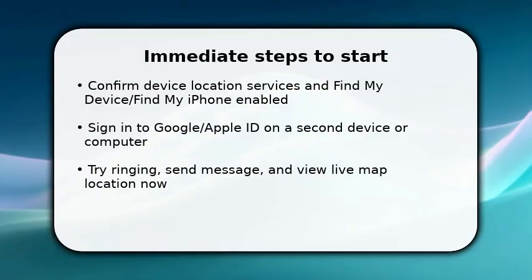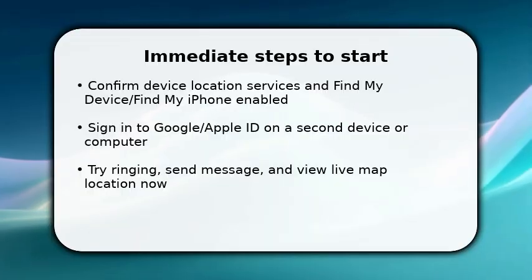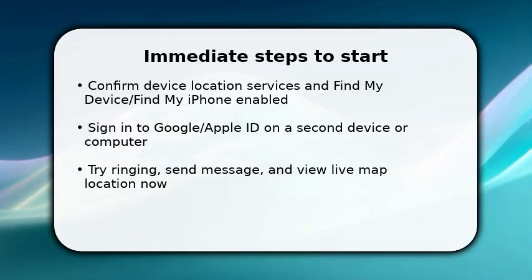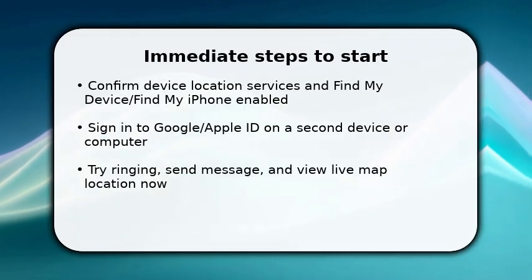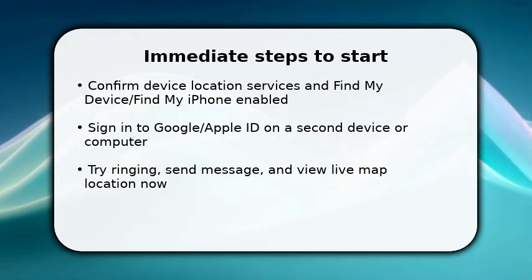You begin by acting fast. Sign into your Google or Apple account on another device so you can use Find My Device or Find My iPhone. Once signed in, trigger a ring and display the device on the map to narrow its area.